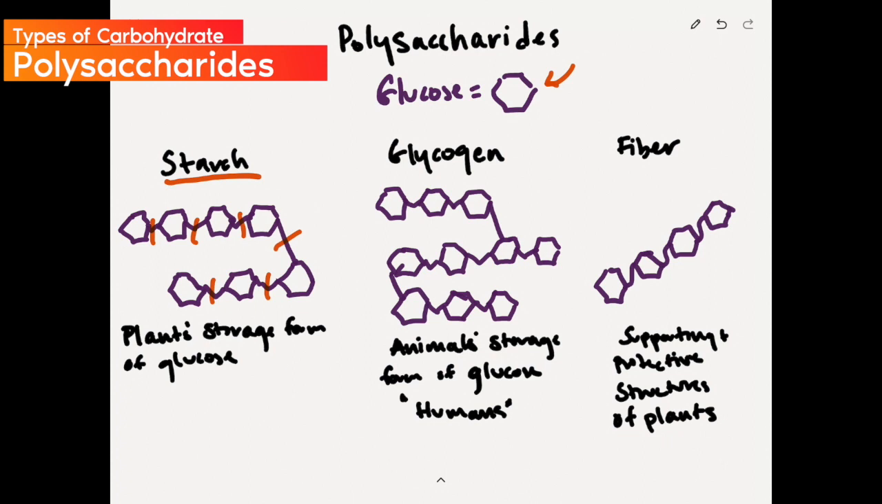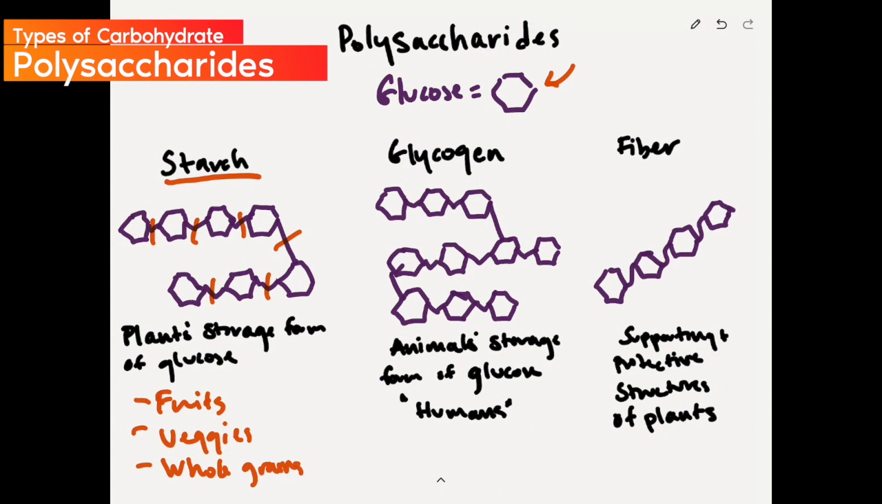Starch is plants' storage form of glucose. So you're going to find starch in your plant foods like fruits, veggies, and whole grains. You might have heard the phrase starchy vegetables before, and that's for veggies like potatoes and carrots and corn that contain quite a bit of starch.